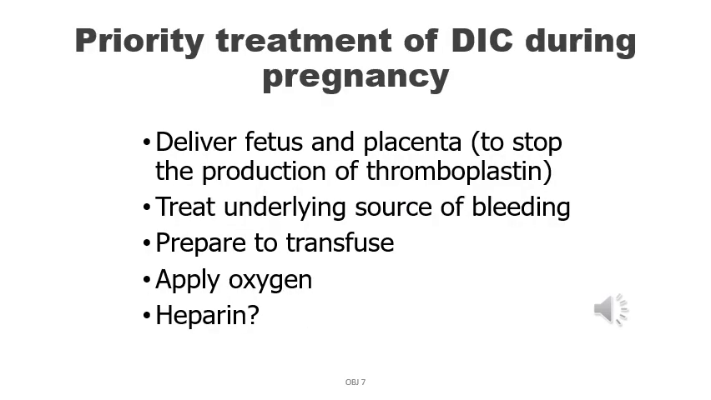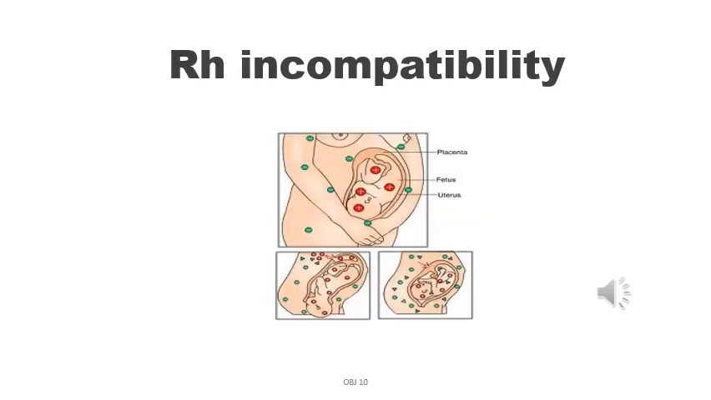So priority treatment of DIC during pregnancy is to deliver the fetus and placenta. You want to stop the production of the thromboplastin. Treat the underlying source of bleeding, prepare to transfuse, apply oxygen, and at some points, some physicians choose to give heparin.